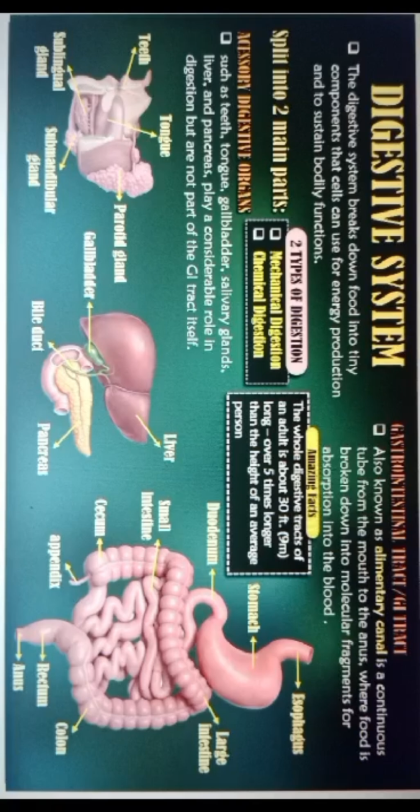So, the GI tract is a continuous tube from the mouth to the anus where food is broken down into molecular fragments for absorption into the blood, while accessory digestive organs such as teeth, tongue, gallbladder, salivary glands, liver, and pancreas play a considerable role in digestion but are not part of the GI tract itself.